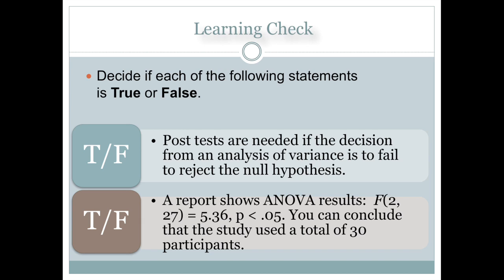Okay, true or false. Post-hoc tests are needed if the decision from an analysis of variance is to fail to reject the null hypothesis. And number 2, a report shows ANOVA results of F(2, 27) = 5.36, p < .05. You can conclude that this study used a total of 30 participants. So take a second and go through that and then come back.